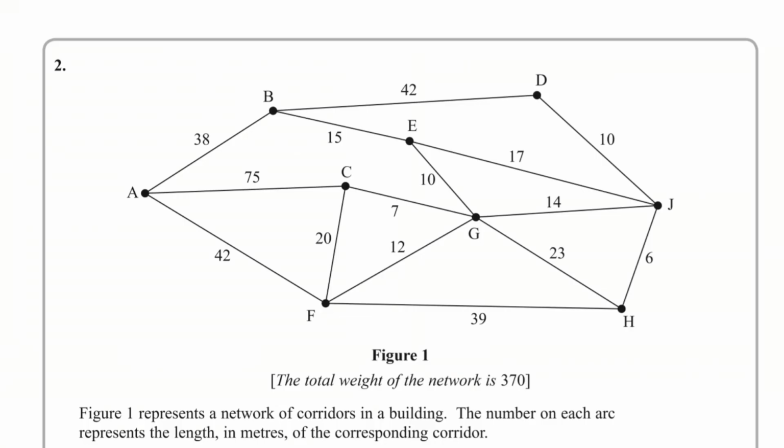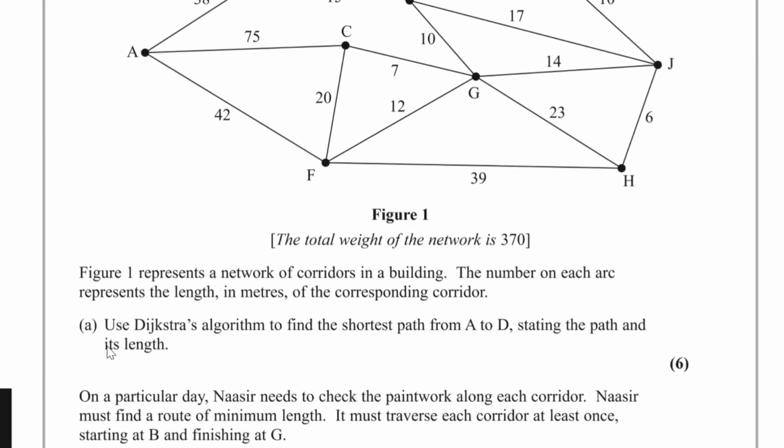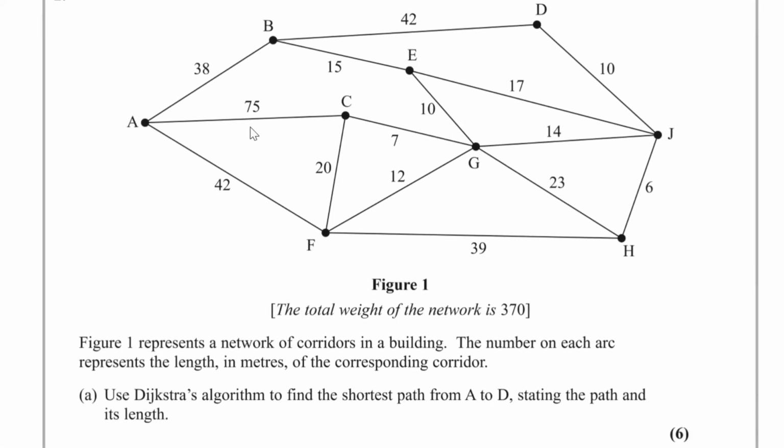Question number 2. We have figure 1 over here, which represents a network of corridors in a building. The number on each arc represents the length in meters of the corresponding corridor, and the total weight of the network is 370. For part A, we have to use Dijkstra's algorithm to find the shortest path from A to D, stating the path and its length. So we want to start at A and finish at D.